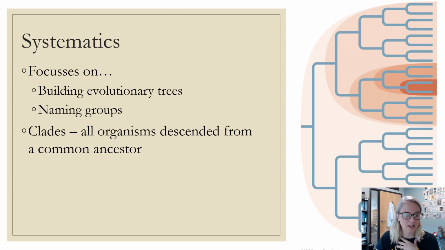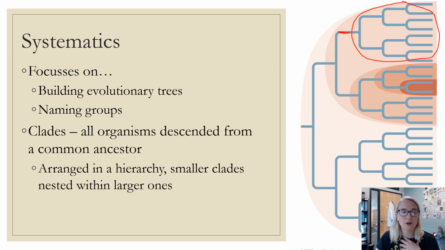So for example, let's see if I can write on this PowerPoint here. So all of these organisms here are derived from this common ancestor. So that would be like a clade. They're arranged in a hierarchy with the smaller clades nesting within larger ones. So this one's a pretty large clade, and so then here's another one. So if I'm gonna, let me pick a different color. So I'll pick green. So if I'm going to do this particular one, this smaller clade is nested within the bigger red one. So within that red clade, they all have some common similarities, but then evolution made some changes.